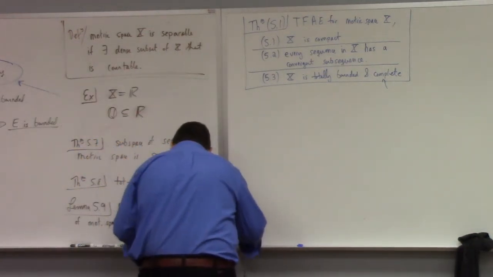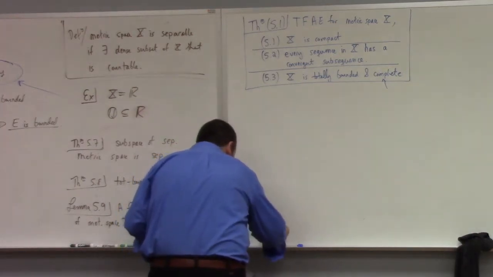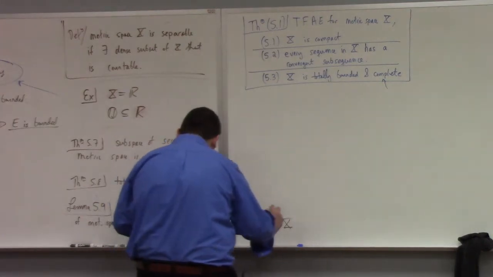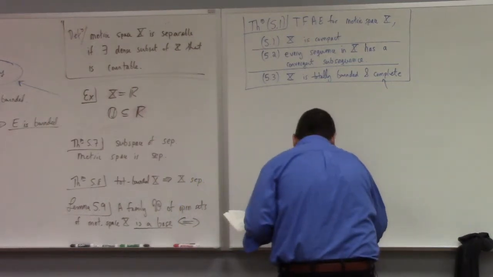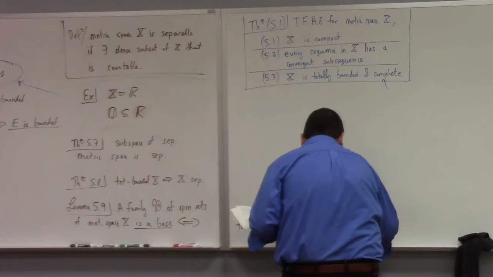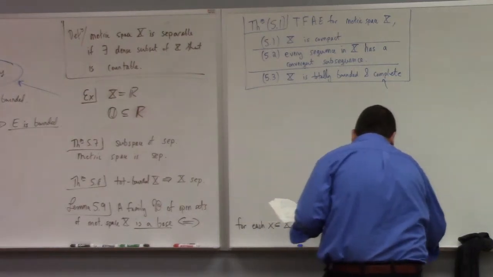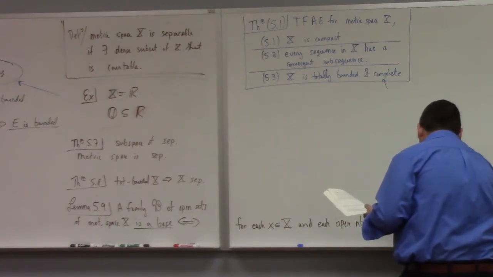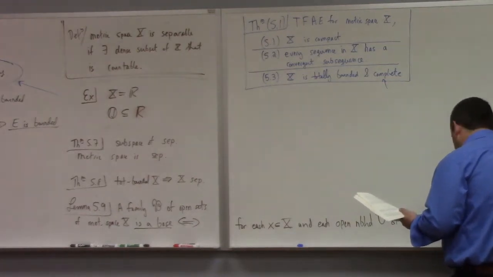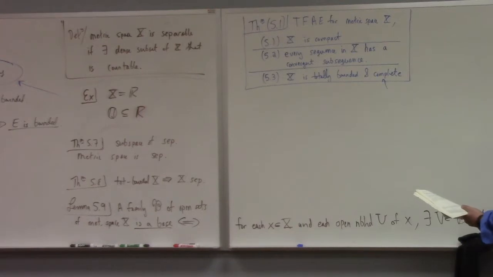The terms and conditions, according to lemma 5.9, is that for each x in the metric space big X and each open neighborhood U of x, there exists V in B such that x is contained in V and V is a subset of U.